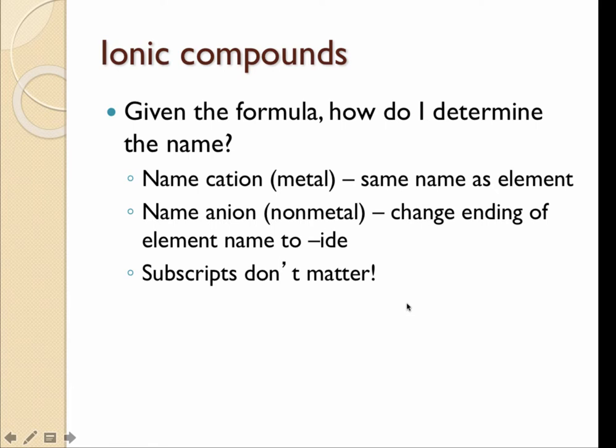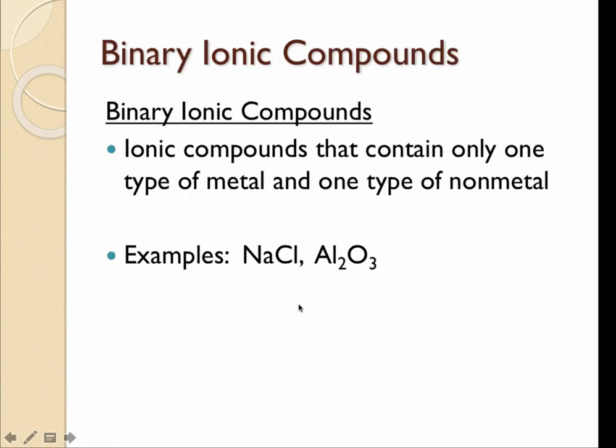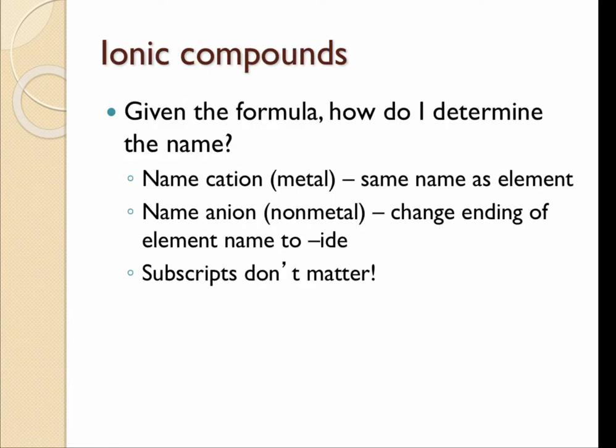So, given the formula, how do you determine the name? Again, name the cation, which is the metal, with the same name as the element. Name the anion, that's the nonmetal part. Change the ending of the element to ide. It is the root. Subscripts don't matter. I want to just give you some examples of these.